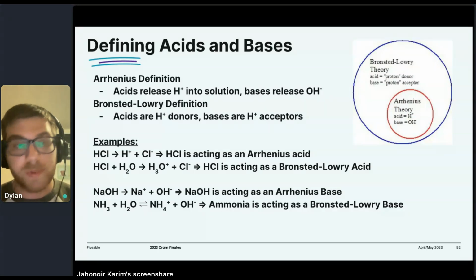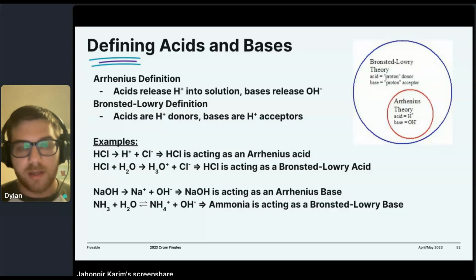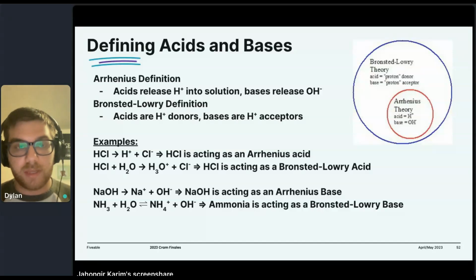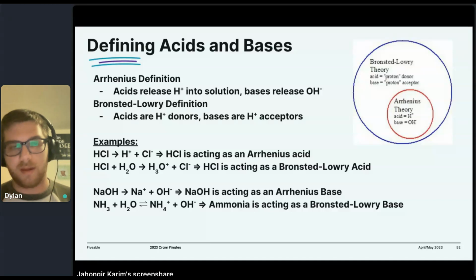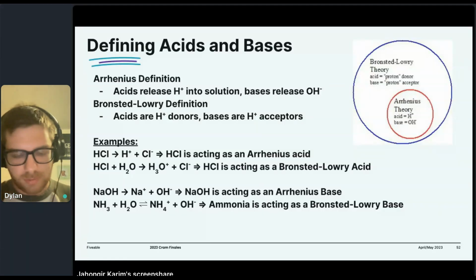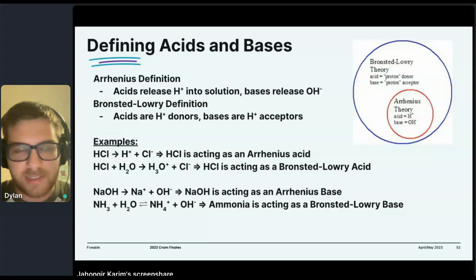And something you should be keeping in mind whenever you're looking at these is not necessarily which definition we are using, but the fact that when we're looking at acids and bases, there are multiple ways to interpret them, in that we can look at donating hydrogen ions as a way of expanding the field of basic solutions and acidic solutions. So let's get into it.